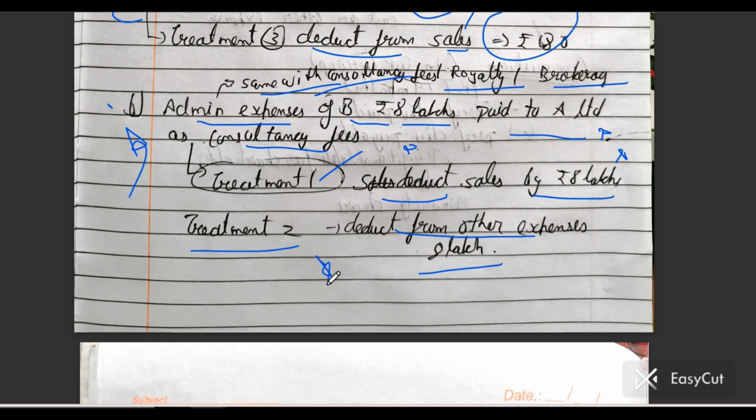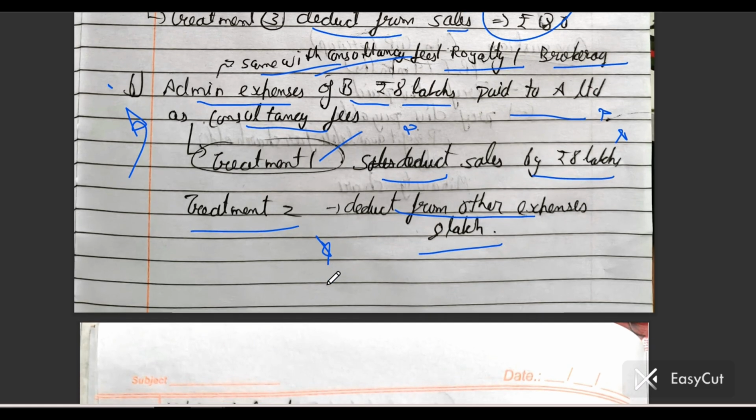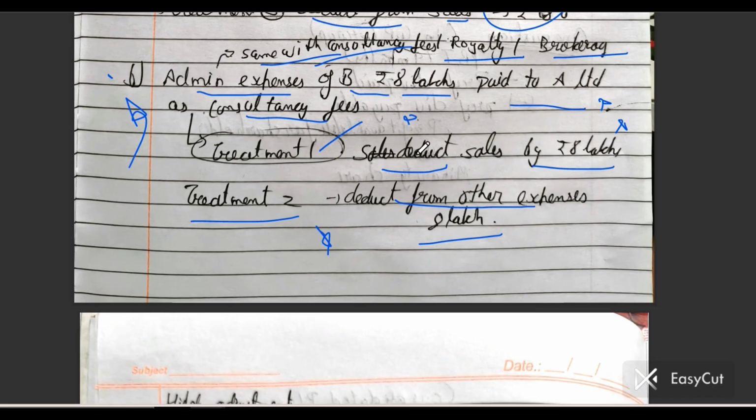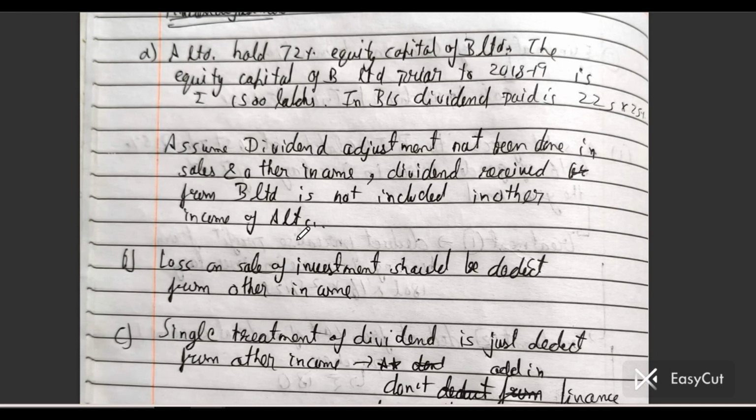Deduct it from, first you have to write down the A and B other expenses, then you have to deduct and write down the loan admin expenses paid to A Limited by B Limited. Okay, you have to write like this. And some hidden adjustments of consolidated P&L. If A Limited holds 72% equity capital, because this line will confuse in the exam, what you have to do.